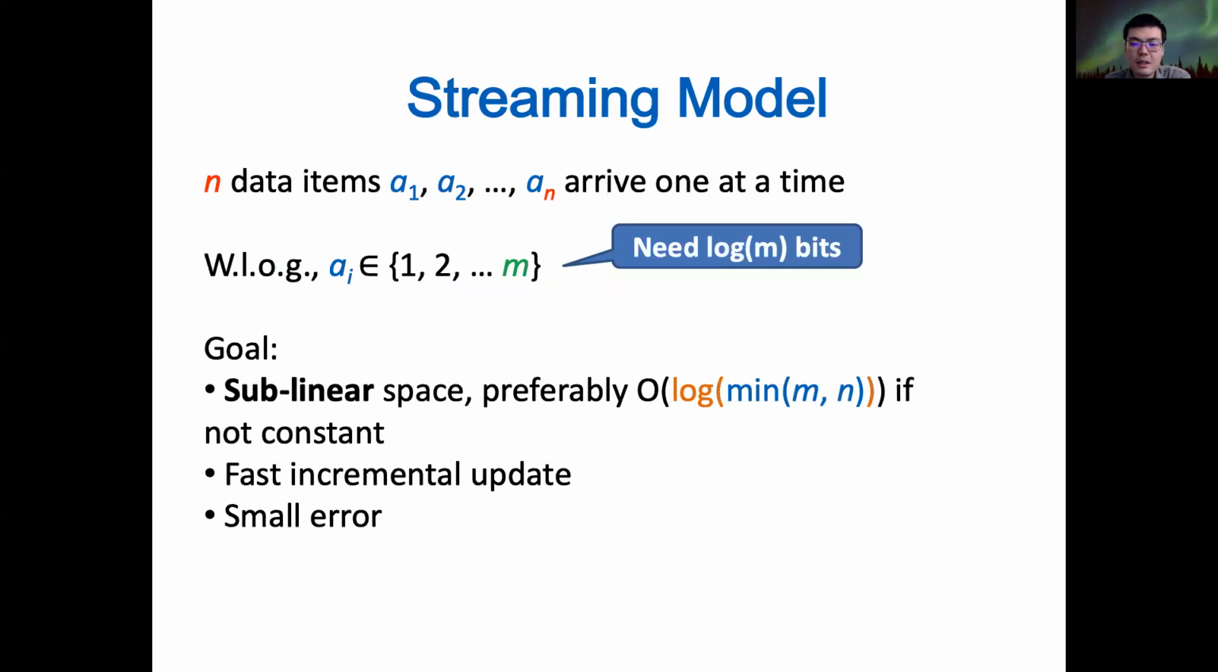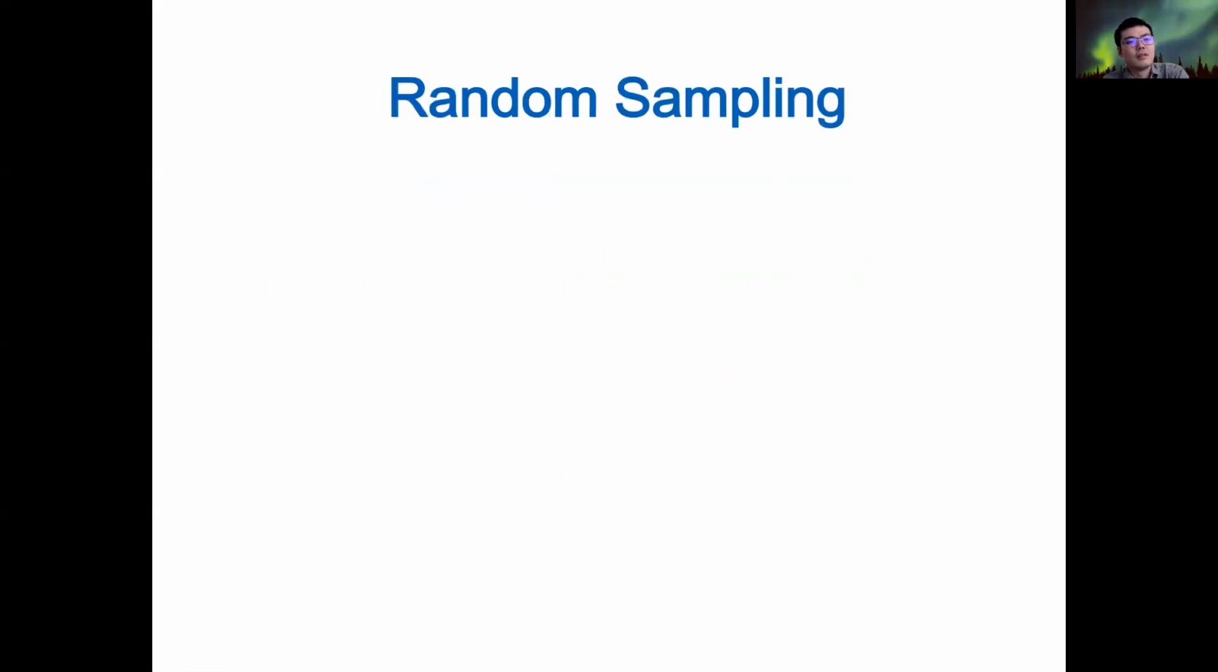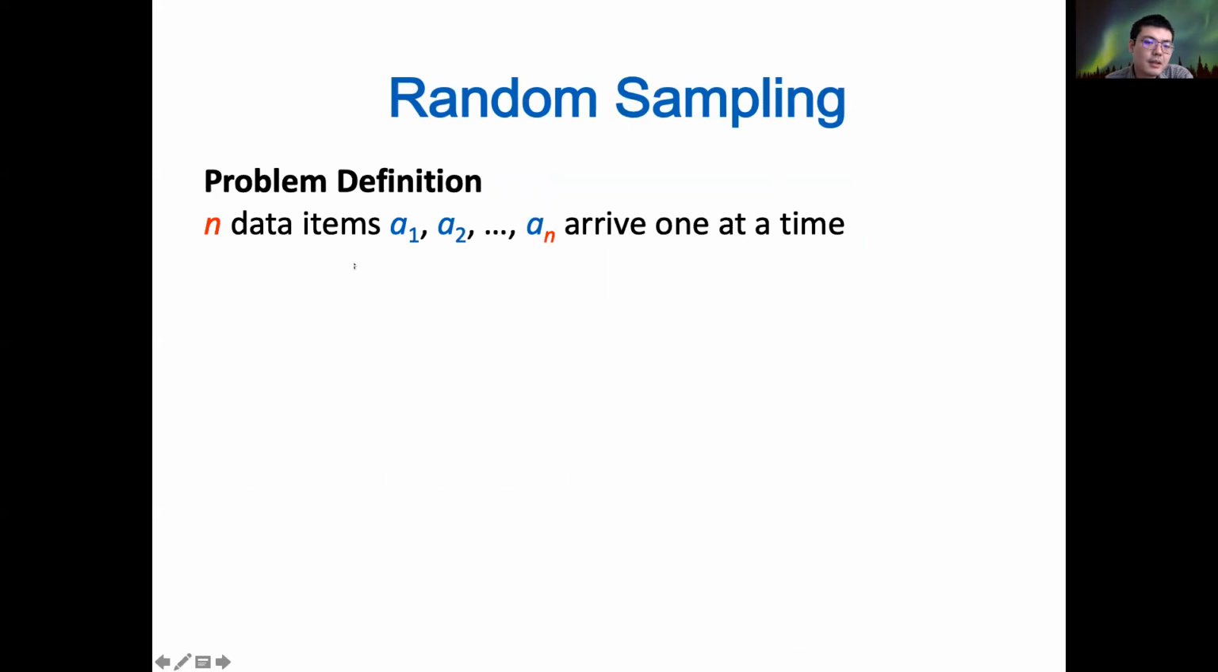Okay, let's see a few examples. So basically, this set of slides are giving you some examples of what is streaming and sketching. Firstly, let's think about a problem of random sampling, right? You want to sample a number from the stream. Here is the example, right? You see different numbers coming, arrive one at a time.